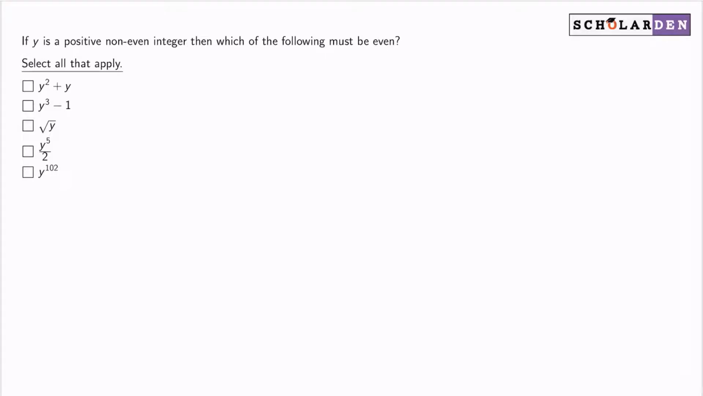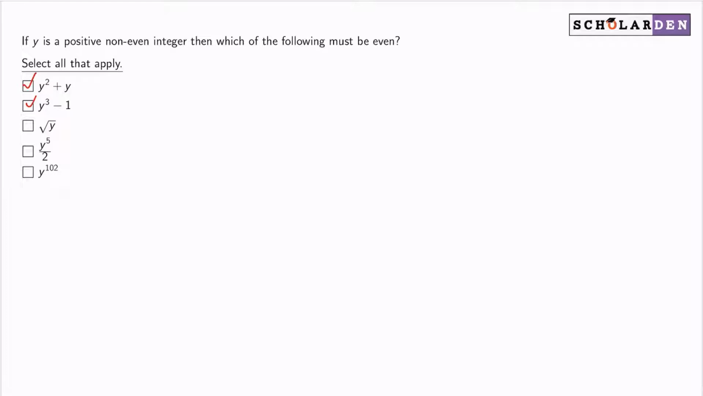If y is a positive non-even integer, then which of the following must be even? The answer to this question is A and B. Here's why. What we need to know for this problem is the relationship between even and odd numbers.